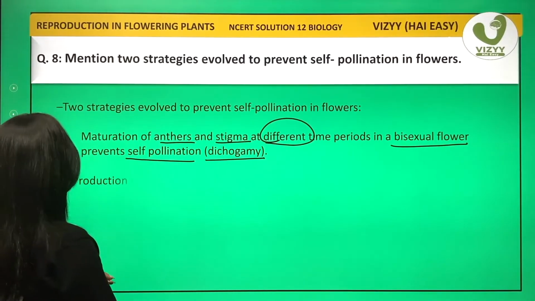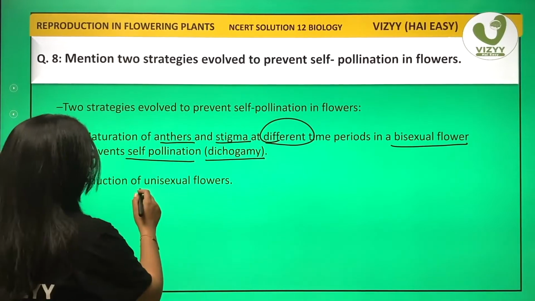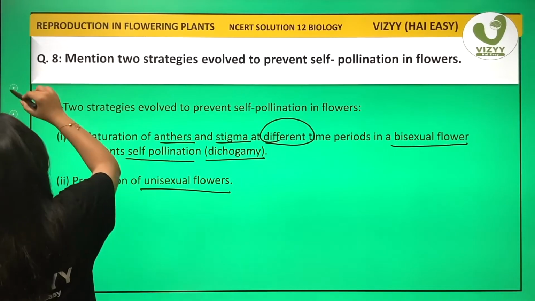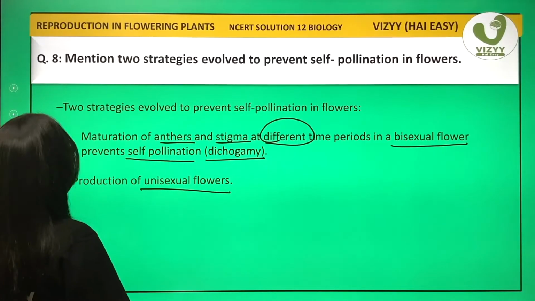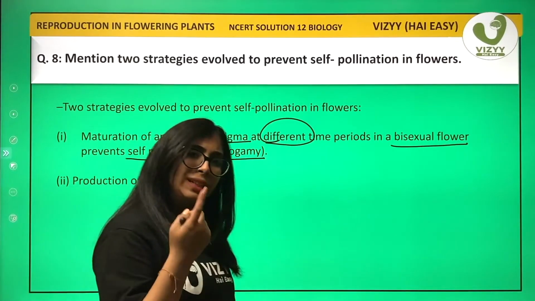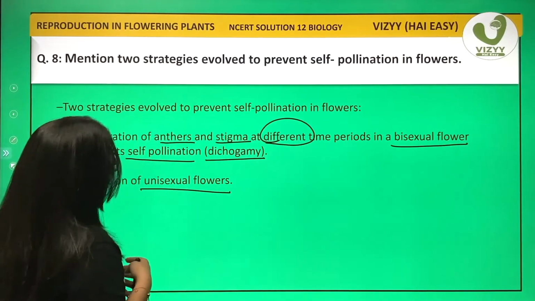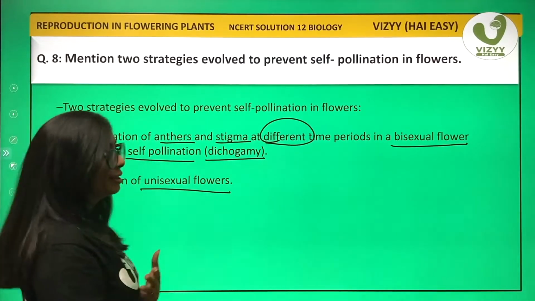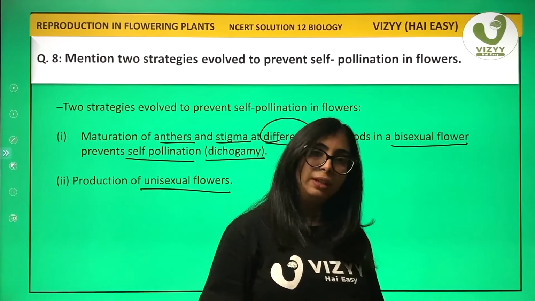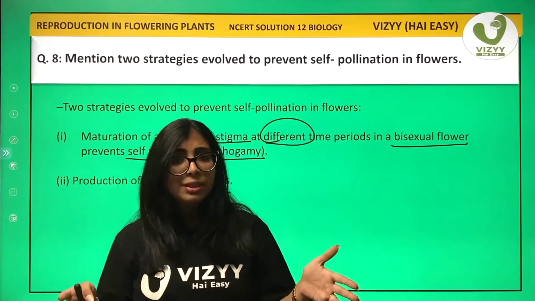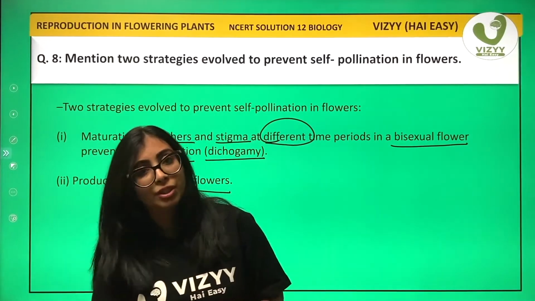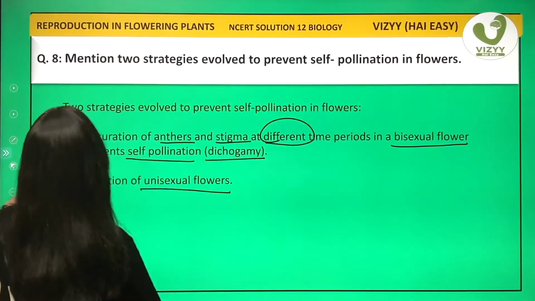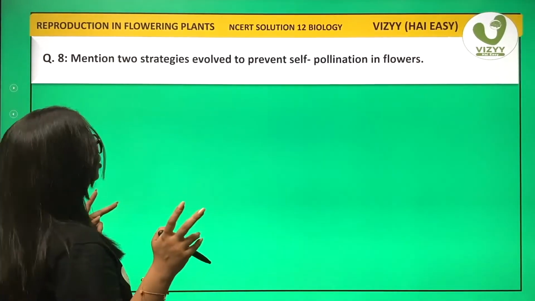The next point should be production of unisexual flowers. Unisex means having only one type of flower. So these are the two strategies. It's simple. When anther and stigma mature at two different time periods, they will miss the time of mating, and thus self-pollination is prevented. And thus we have two types.